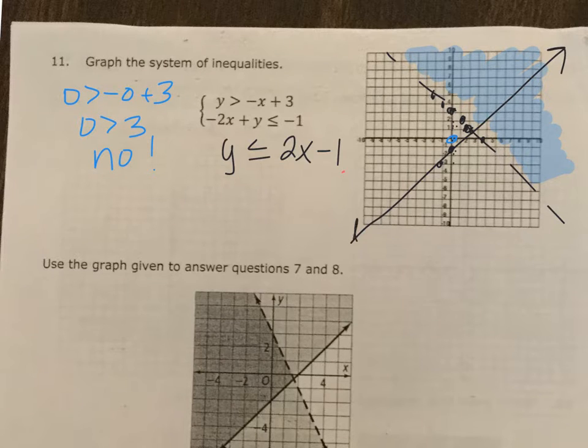There we go. Now I have to figure out where to shade. Again, my origin, this time I'll use red, is clearly on that side of the line, so I'm going to use it for here. So is 0 less than or equal to 2 times 0 minus 1? Is 0 less than or equal to 0 minus 1? Is 0 less than or equal to -1? No, that's crazy. 0 is greater than it. So it's not being shaded on that side of the line. It's being shaded on this side.